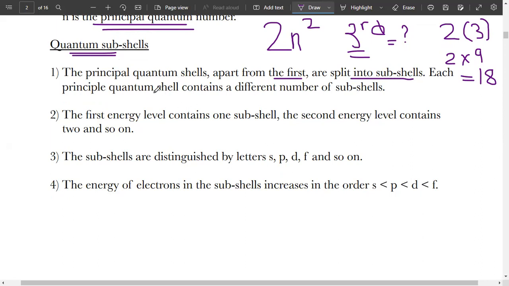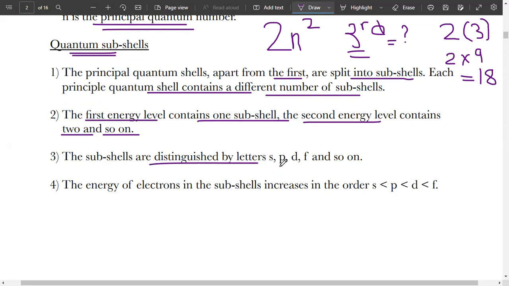Each principal quantum shell contains a different number of subshells. The first energy level contains one subshell, and the second energy level contains two, and so on. So the subshells are distinguished by the letters S, P, D, and F. These are the four types of subshells.